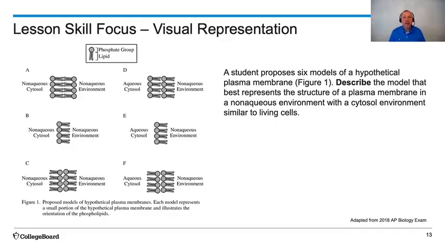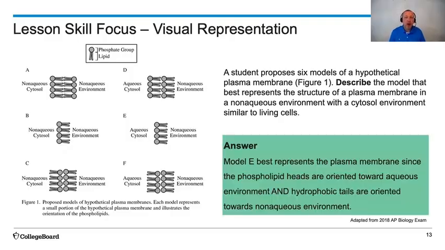Welcome back. In this question, you're looking to describe the model that best represents the structure of the plasma membrane in a non-aqueous environment with a cytosol environment similar to living cells, meaning aqueous. So the model that best represents that is E, since the phospholipid heads are orientated towards the aqueous environment and the hydrophobic tails are orientated towards the non-aqueous environment.